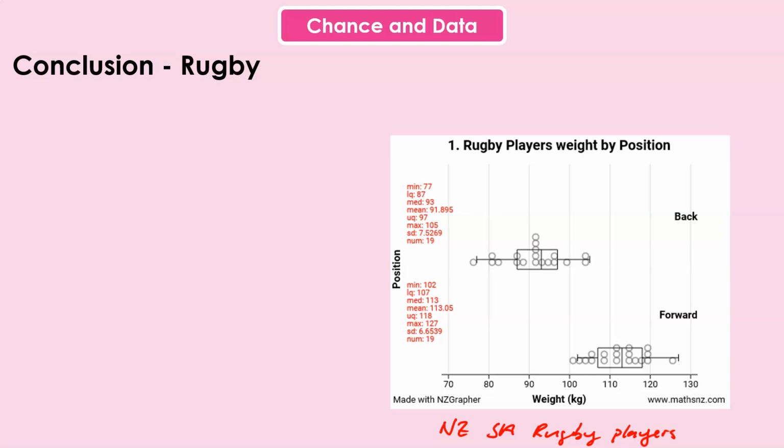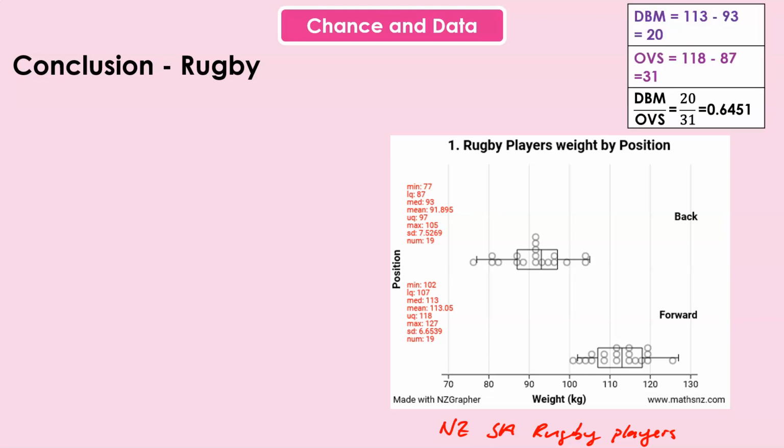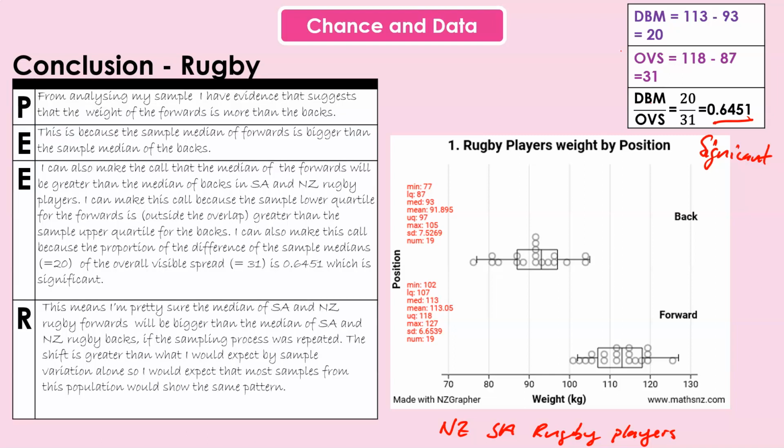Okay, hopefully you gave that a go. And you got that, looking at the proportion of the difference between the medians and the overall visual spread, it is 20 divided by 31, which is 0.6451, so significant. And I think the first conclusion probably would fit this the best.